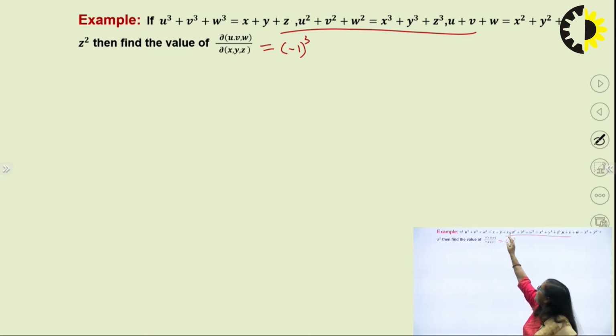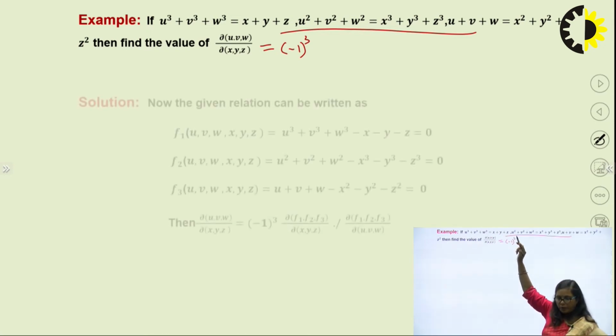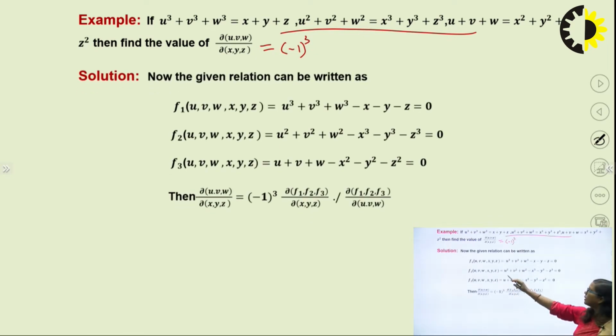After that, what do I write? First I need to define these as the functions f1, f2, f3. How do we define them? By shifting all the elements to the left hand side, making the right hand side equal to 0. So this is u cube plus v cube plus w cube minus x minus y minus z equal to 0. Second relation: u square plus v square plus w square minus x cube minus y cube minus z cube equal to 0. Third one: u plus v plus w minus x square minus y square minus z square. So first of all, we define 3 functions f1, f2, f3.